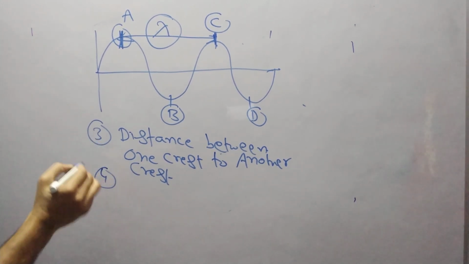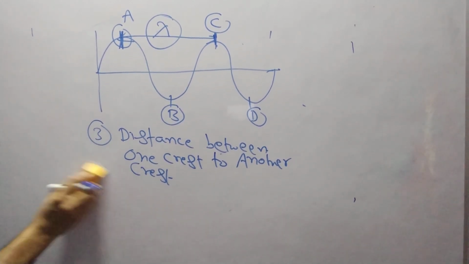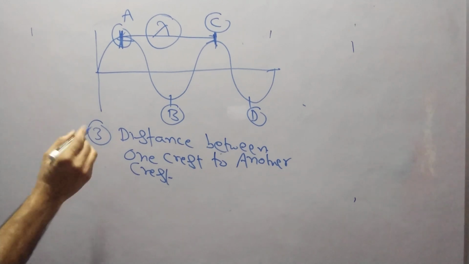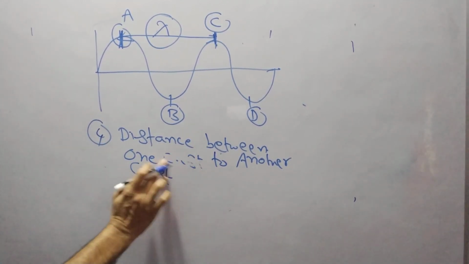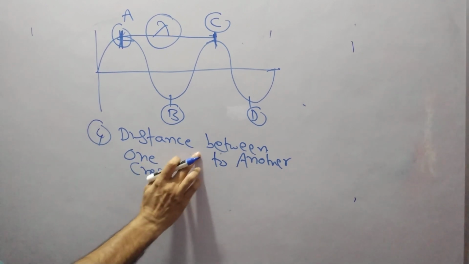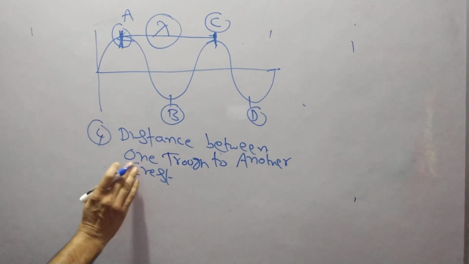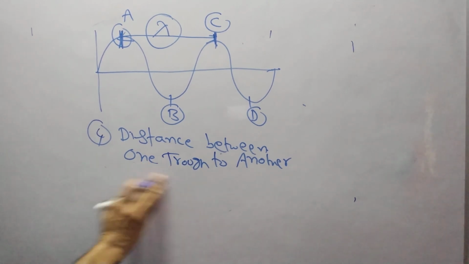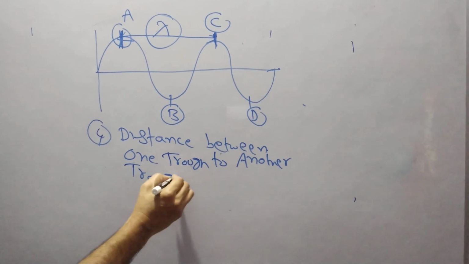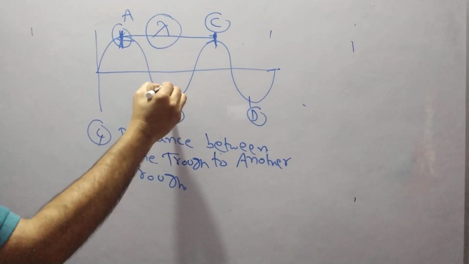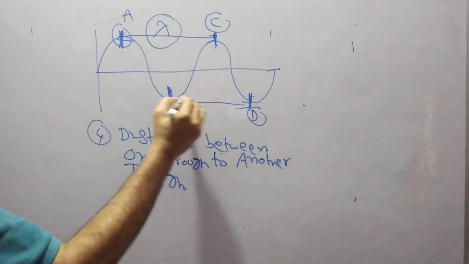And the fourth definition we can also give. I am taking this one only, I will change the word here. Fourth one: distance between one trough to another trough. Again wavelength. This one trough, this another trough. This distance is known as lambda.